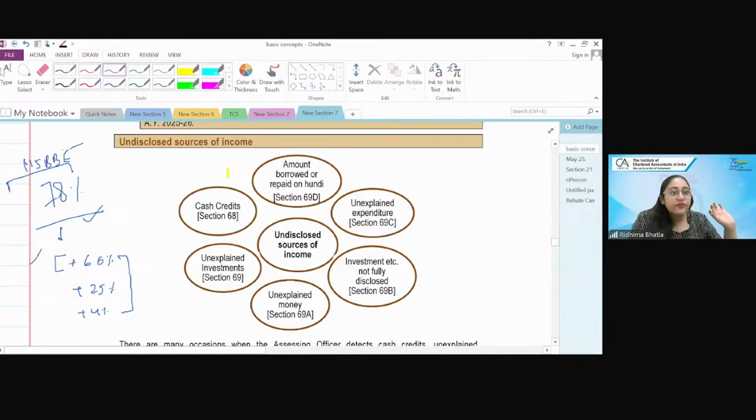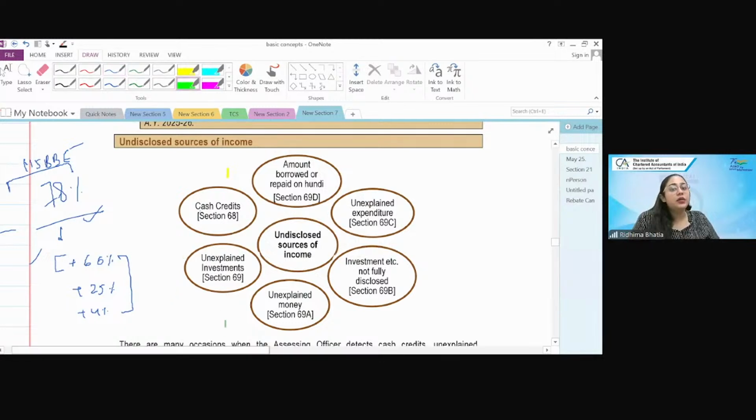But yes, before applying the tax on this, they will give you an opportunity of explanation. If you do not give an explanation, or your explanation is not satisfactory, you are not able to tell in a satisfactory manner what these things are and what the sources are, they would be taxed. But you will be given an opportunity of being heard.